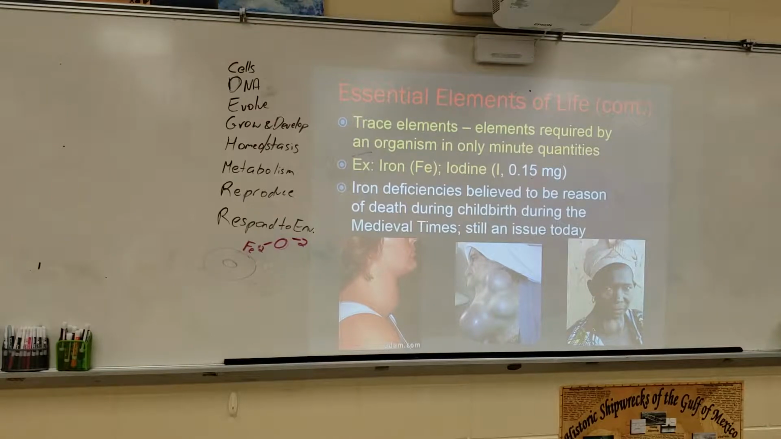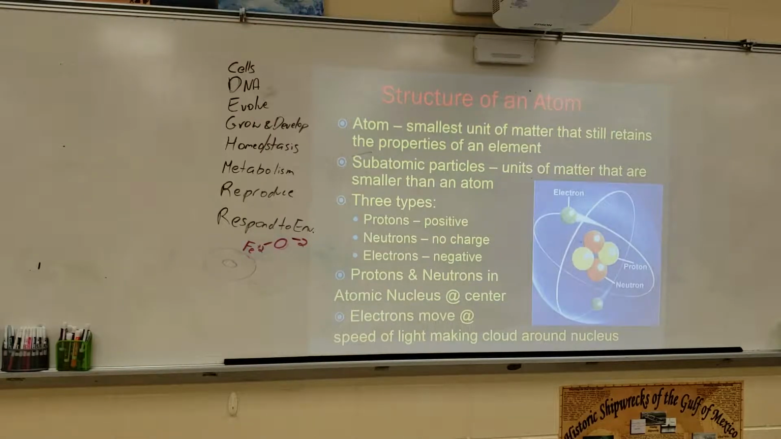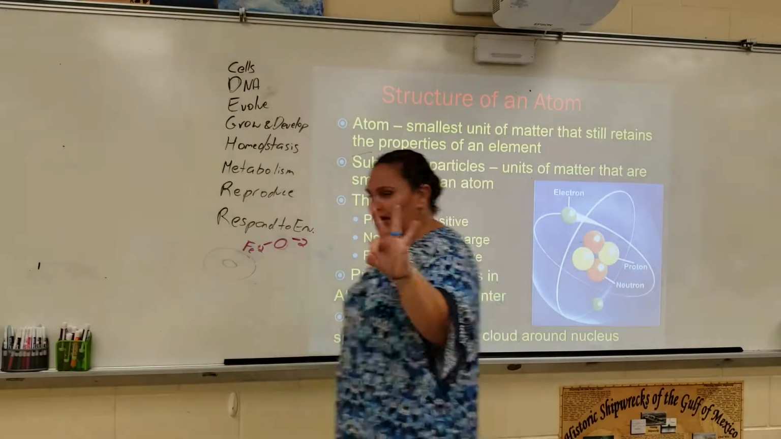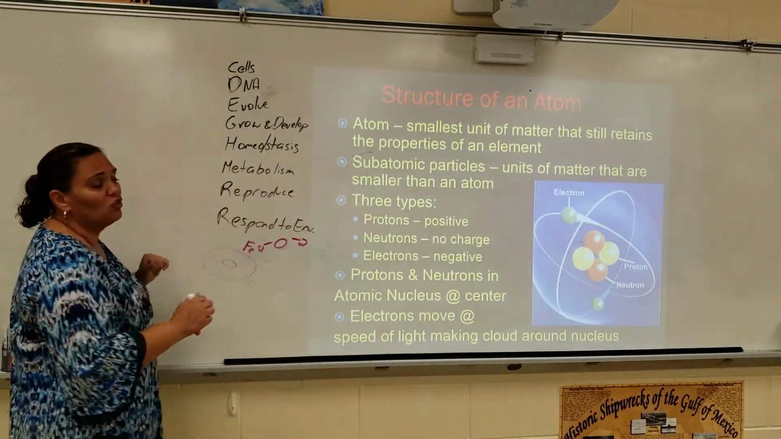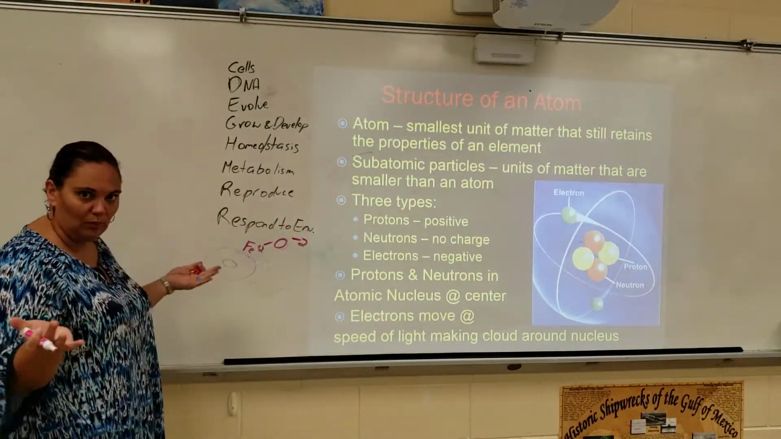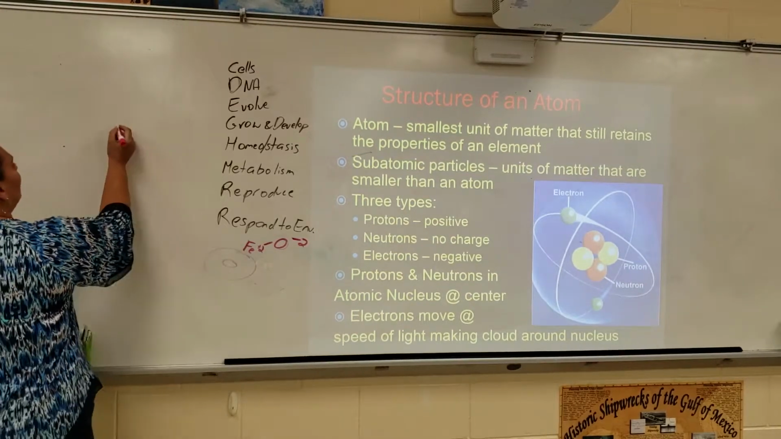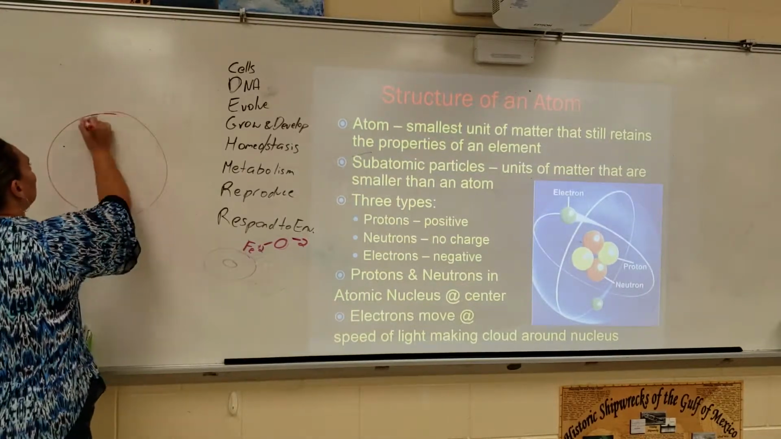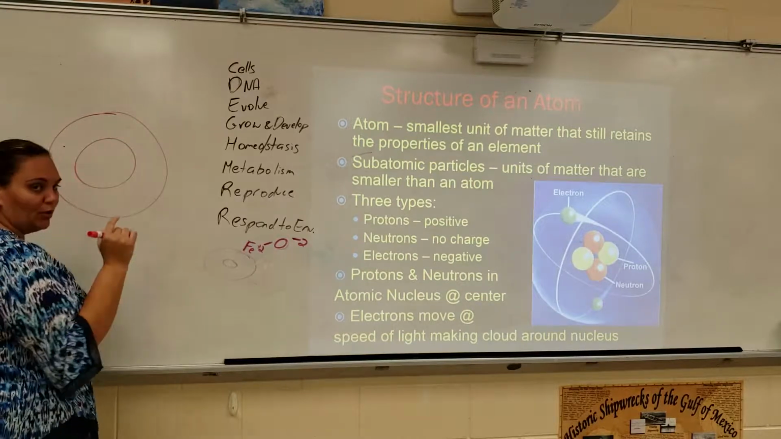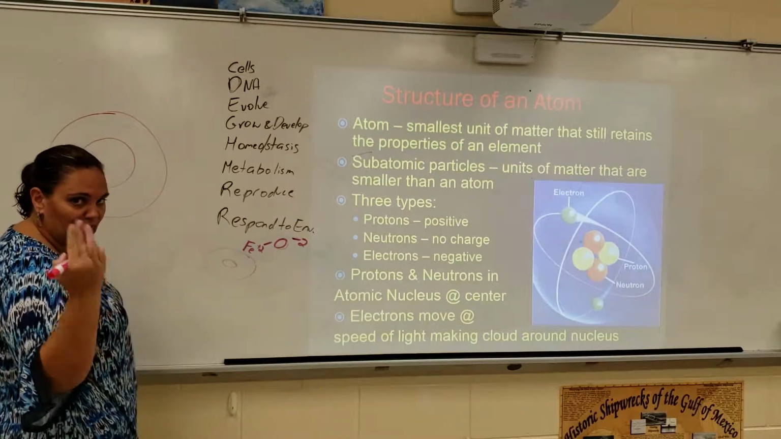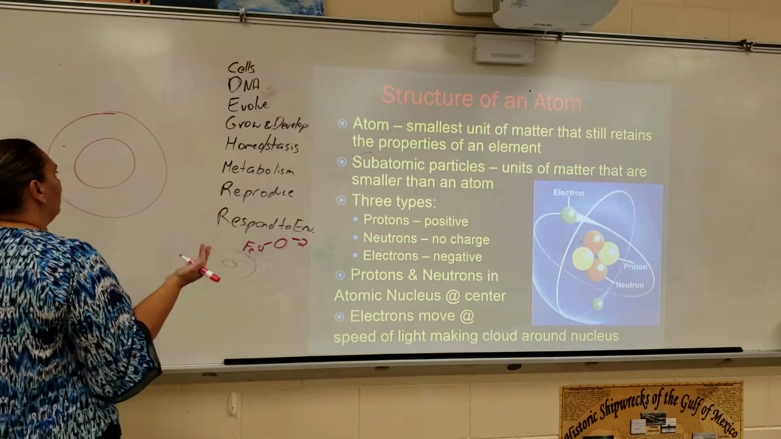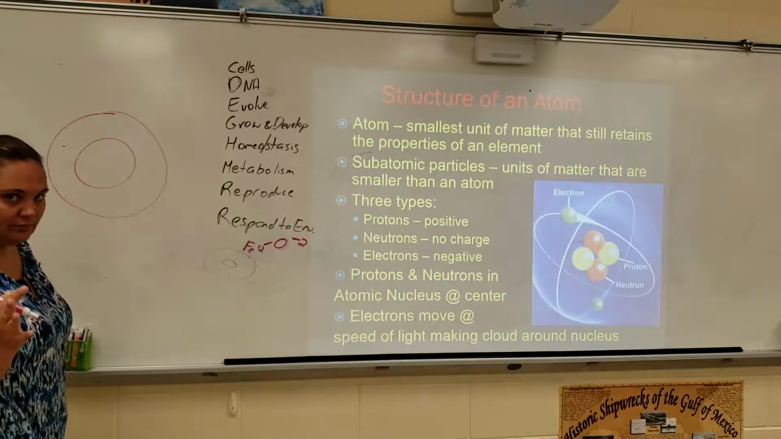Now, atoms. Let's talk about these guys. What are the three things that make up an atom? First of all, what is an atom? Atom is the smallest unit of matter. So what makes up an atom? Hopefully we'll all remember it. Again, it's okay if you don't. Protons, neutrons, electrons. Now, what is where?